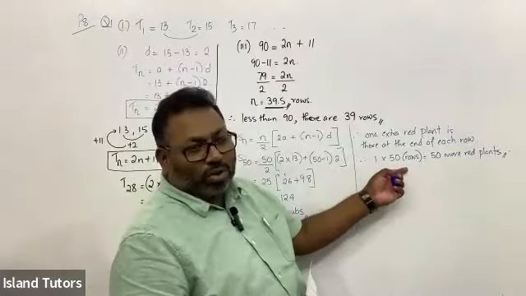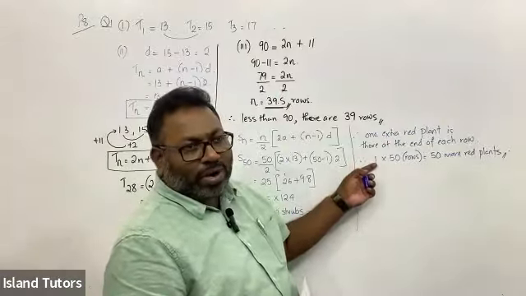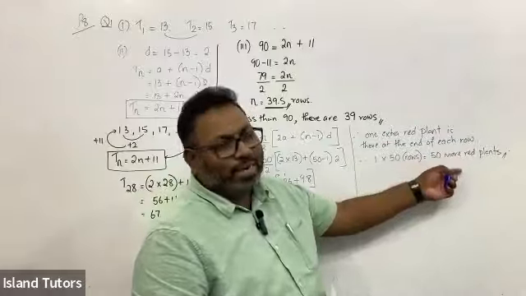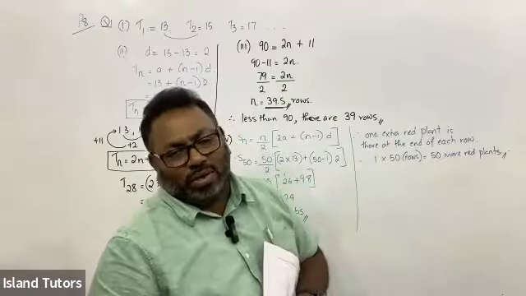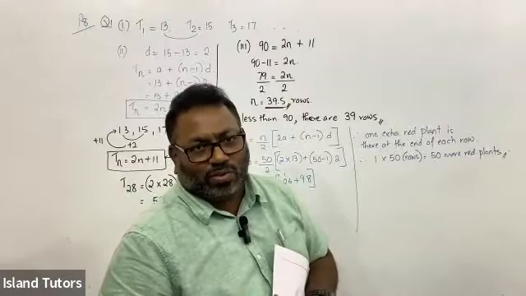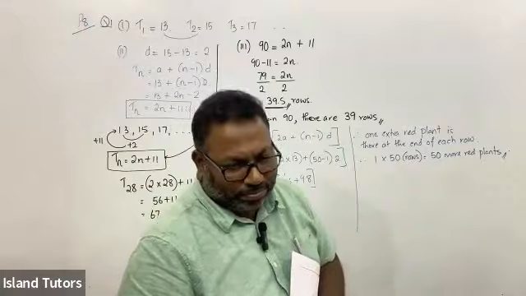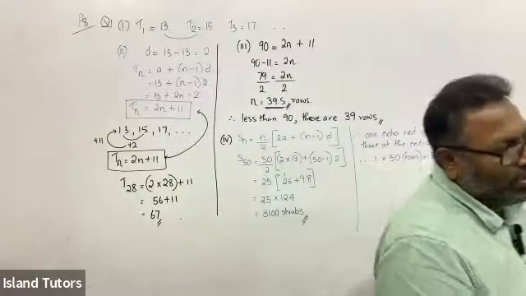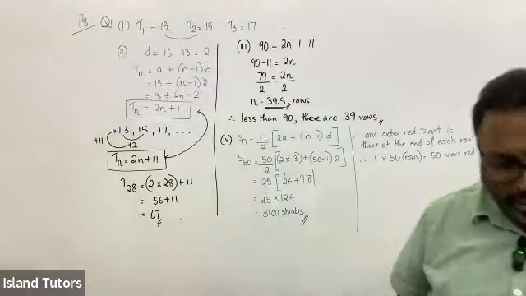So if there are 50 rows and each one has got one more, then you're getting 50 more red plants than your white plants. Okay? Got it? That's your answer for your second part of that question. So please take that down.